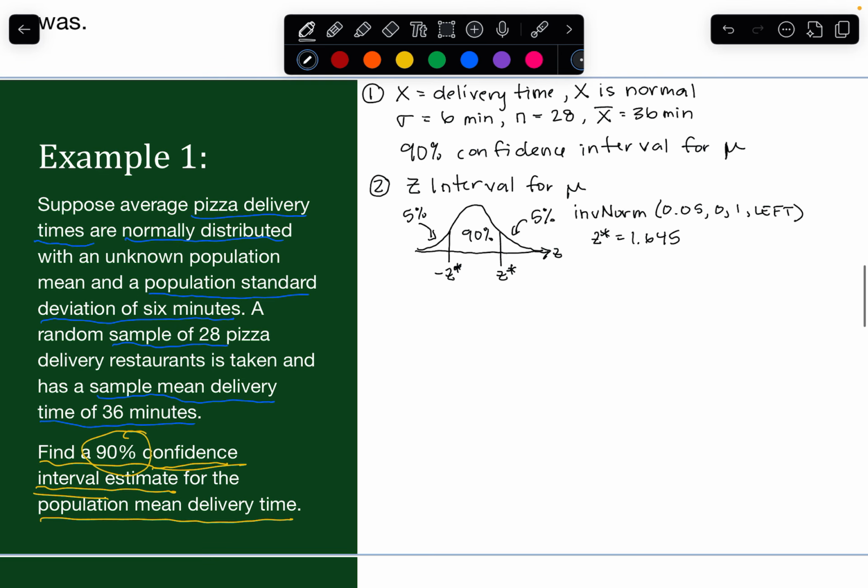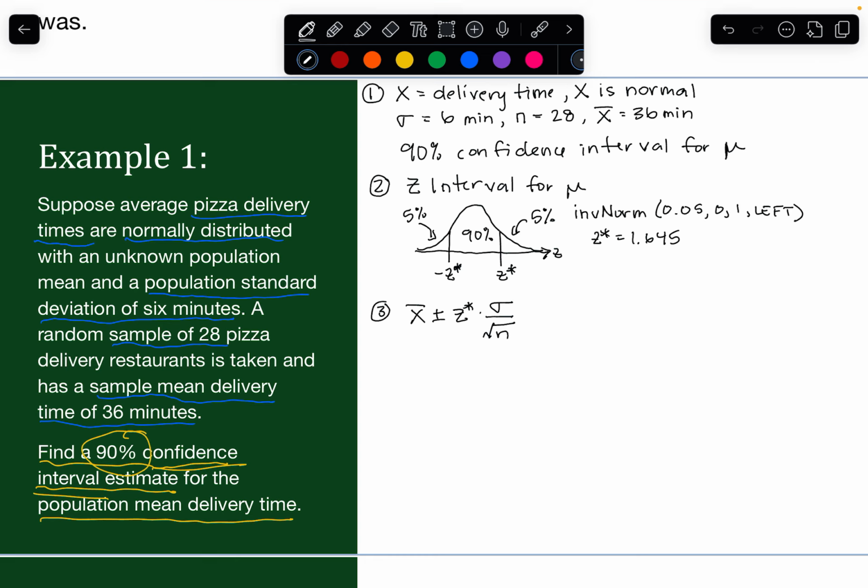I'm halfway done. Next is the do. And the do is grab the formula. So for a z interval for a mean, x bar plus or minus z star times standard deviation over the square root of the sample size.